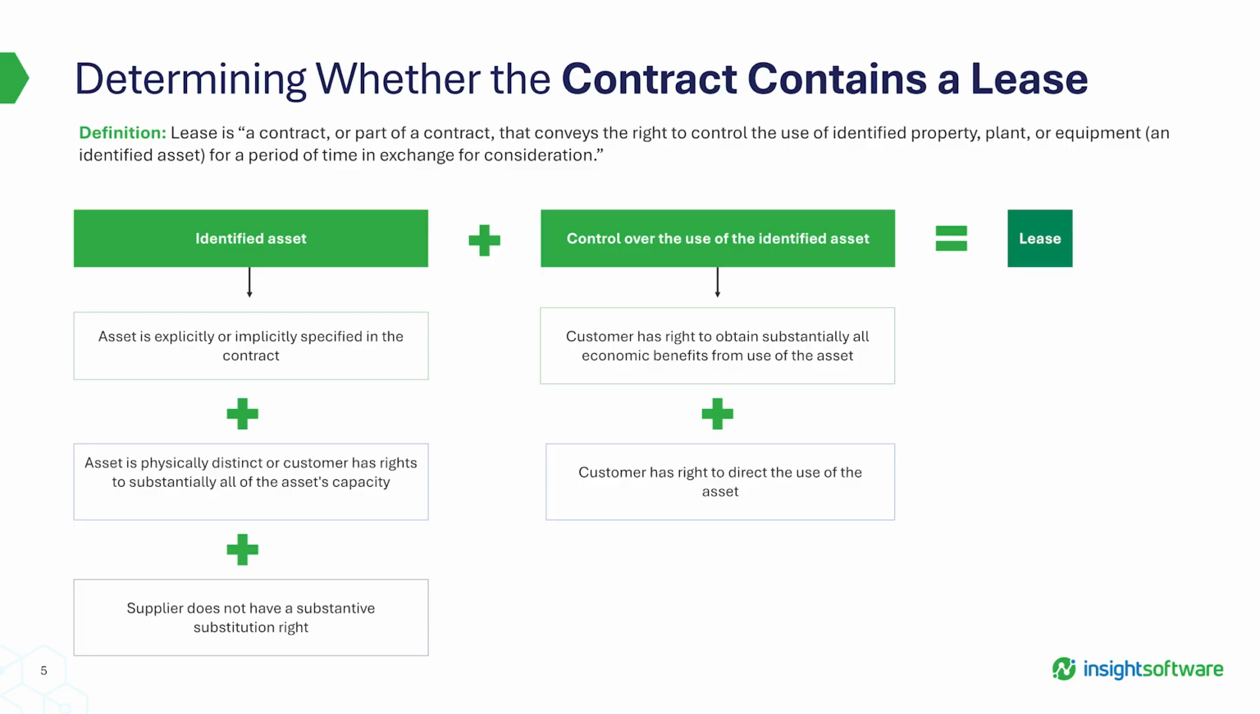So let's say you sign a contract for a pipeline. If the lessee is obtaining substantially all economic benefits from the use of that asset, even if there is some capacity used for other purposes, you likely have a lease. Generally, you can look at the location of an asset to determine control. If the asset is on the lessee's premises, it's likely controlled by them.